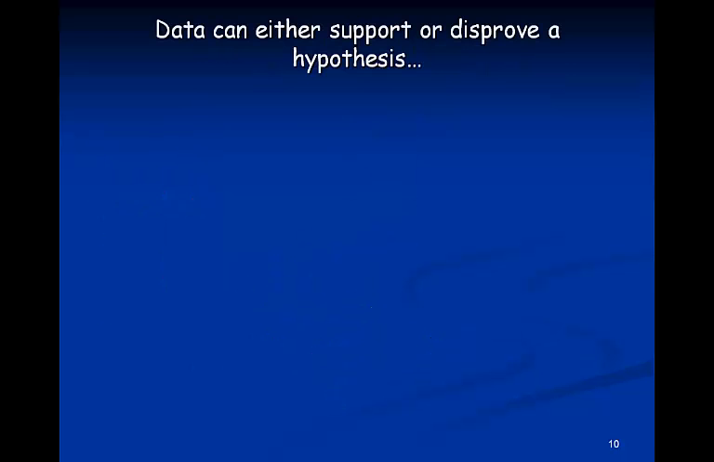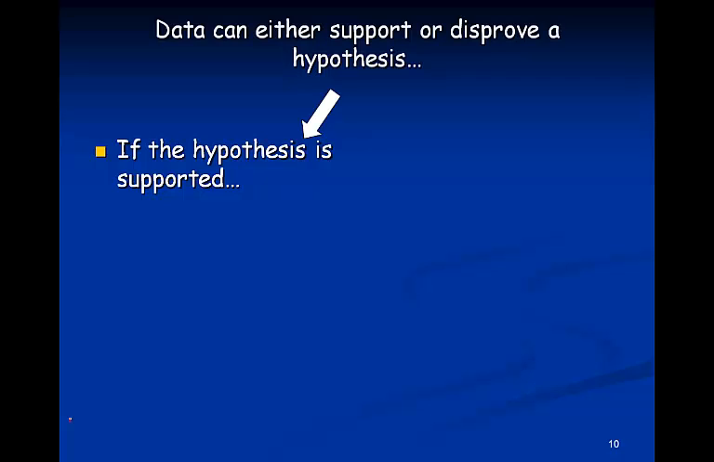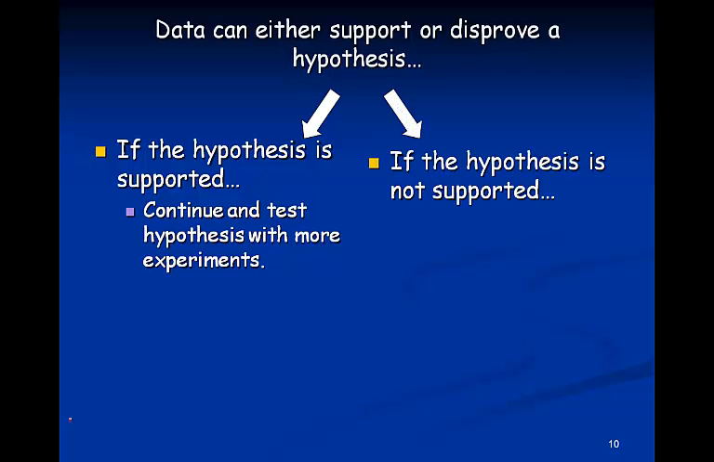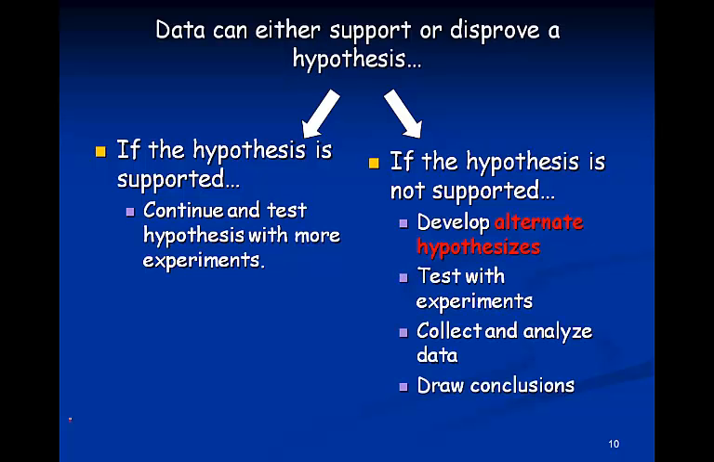When we have our data, data can either support or disprove a hypothesis. If our data supports our hypothesis, then we're going to continue to test our hypothesis with more experiments. If our hypothesis is not supported, we develop alternate hypotheses, test that with experiments, collect the data, and draw conclusions there.